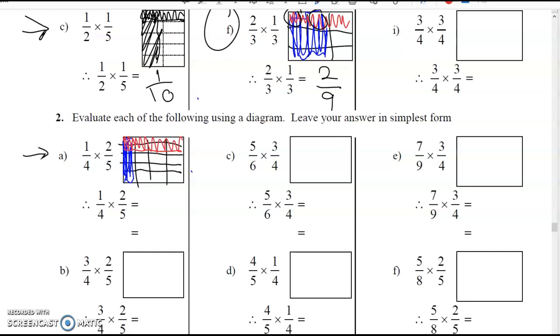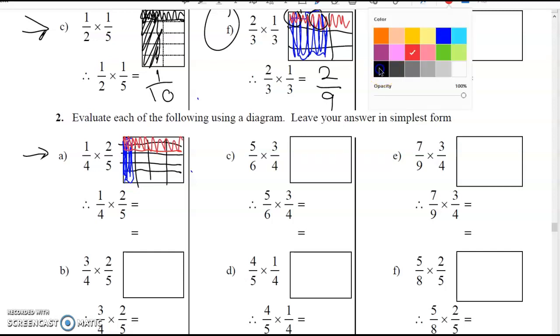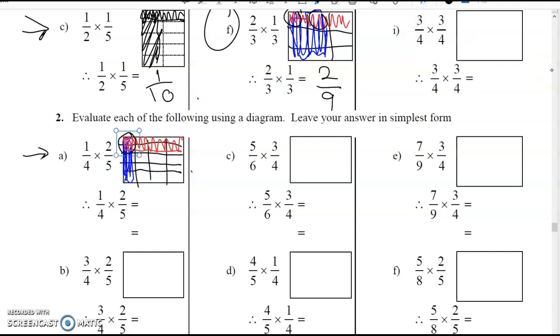So my grand total then would be, how many overlap? Well, there's just these two in the corner, so that's 2 of how many blocks are there altogether in there? Well, there's 20. 2 out of 20, which I can simplify to 1 out of 10. So you need to simplify. Every time you do any fractions question, you always ask, can I make it more simple? Can I simplify it further?